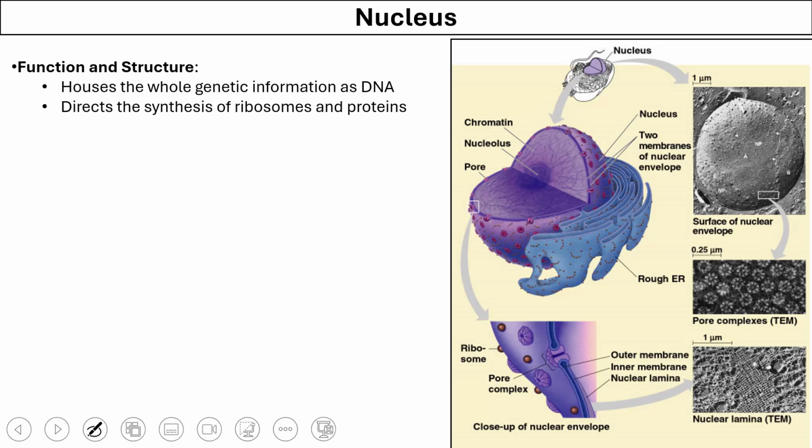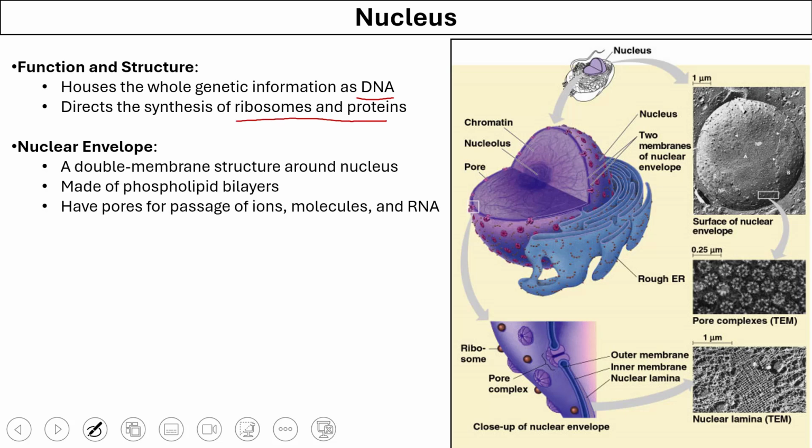Next we have nucleus. Nucleus is the most important structure or organelle in a cell. The nucleus houses all the DNA that is required for passing the genetic information to the next generation. It also gives direction for protein synthesis in the cell. Then we have nuclear envelope, which is just the envelope around the nucleus.